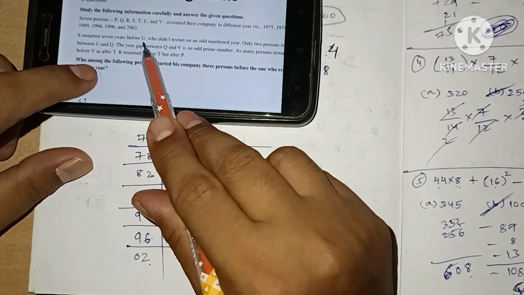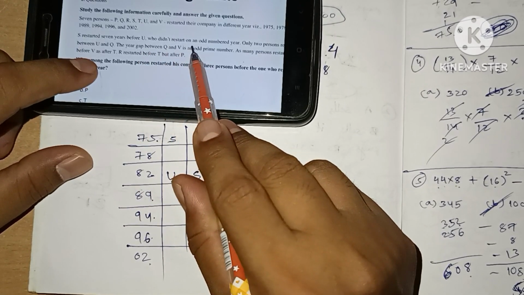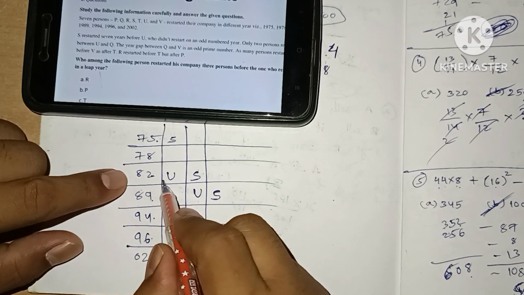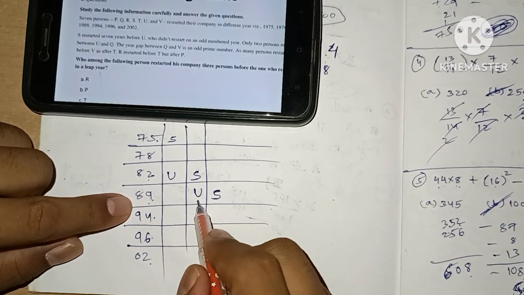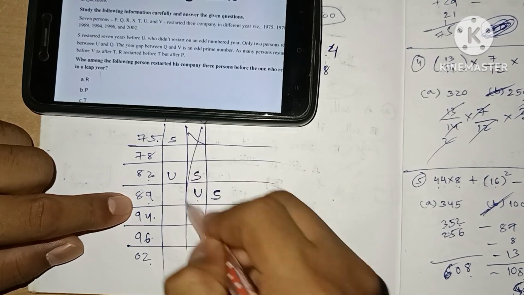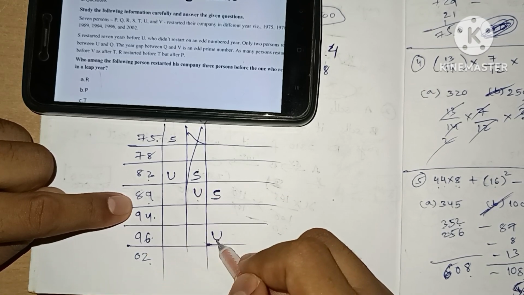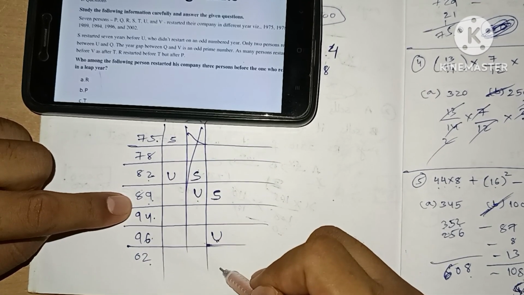Okay, U did not restart on an odd number year. Here U is an even number. Here U is an odd number. So this case fails, and we are left with this one. U is 96, an even number here. So we have only two possibilities.